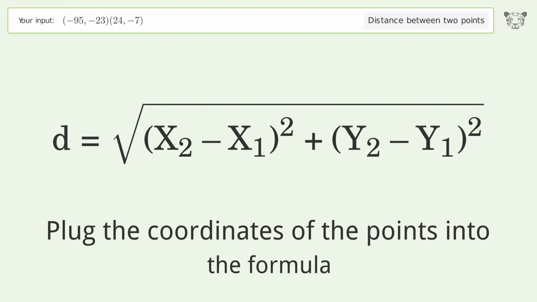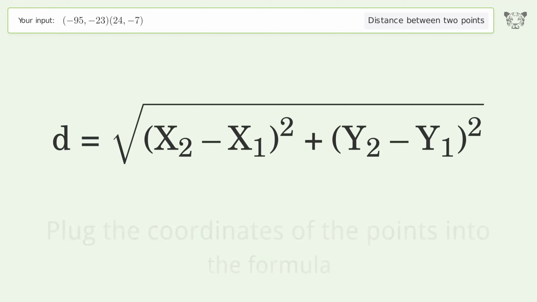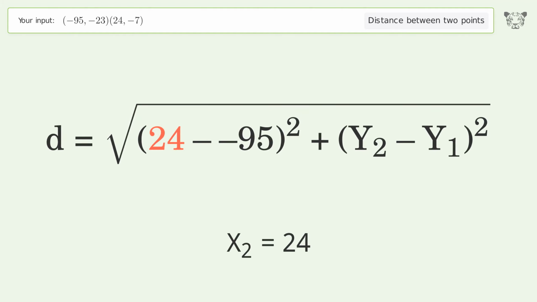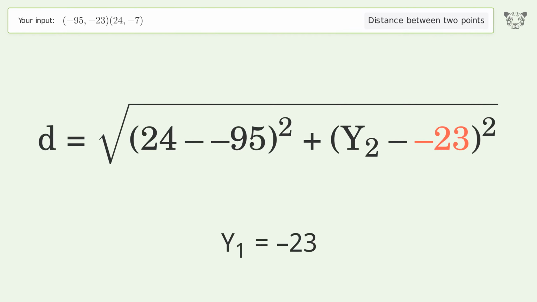Plug the coordinates of the points into the formula. x1 equals -95. x2 equals 24. y1 equals -23. y2 equals -7.